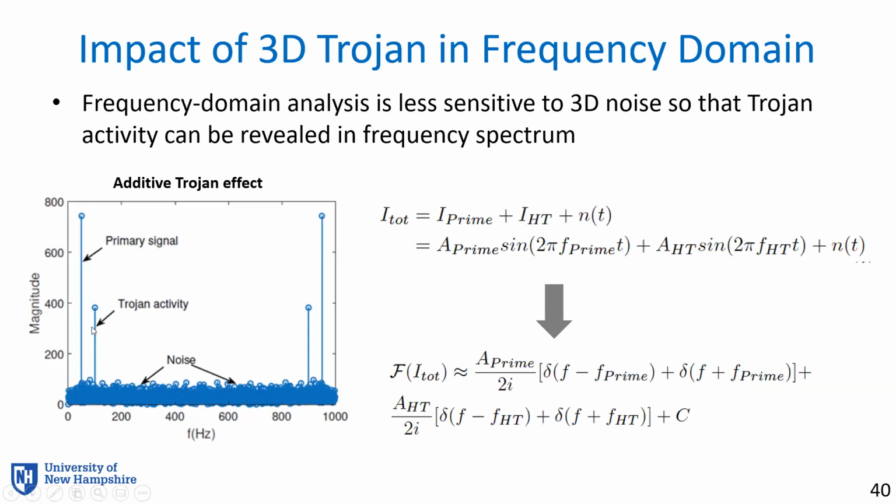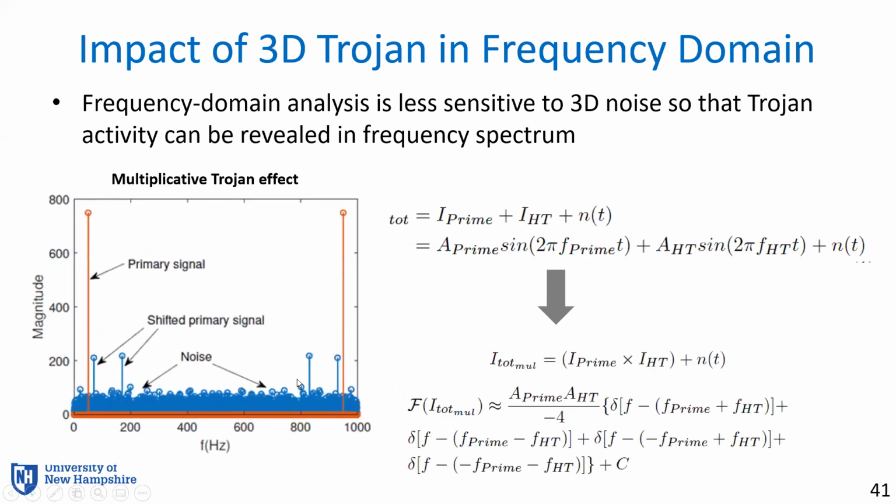The left picture shows that the Trojan activities may add a new clock frequency, a new frequency in the spectrum shown here. The noise is quite low. And then next, if the Trojan does not contribute as additive noise, how about changing it to multiplicative noise? Then when we convert the signal to the frequency domain, we will see that the primary signal will shift. And this will cause, if we compare the spectra, the Trojan to be detectable by checking the specific frequency signals.